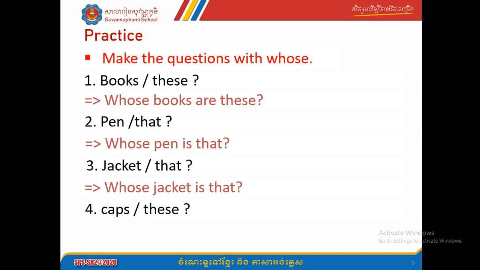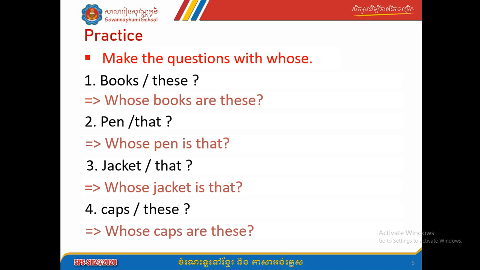Okay. Number 4, the last one, caps. These. Okay, look at the word cap here. There has letter s. It means that plural, 2 up. Okay. So 2 up like this, you're gonna say whose... Okay, see the answer. Whose caps are these? Whose cap are these? Okay, not is this, but are these.